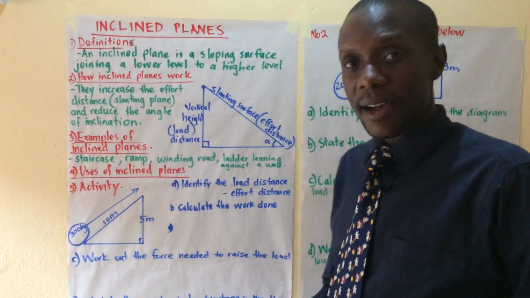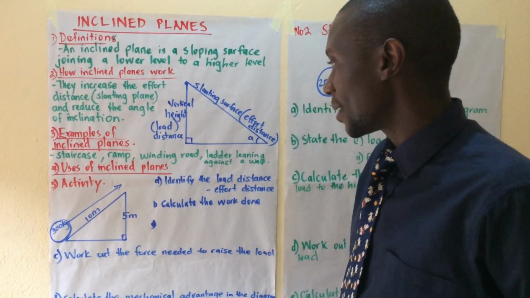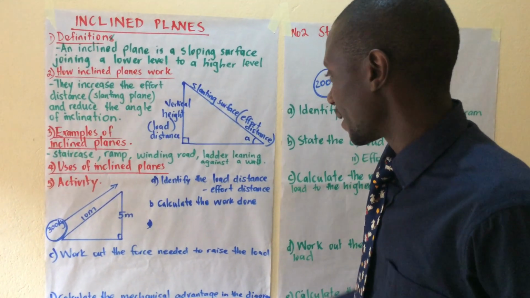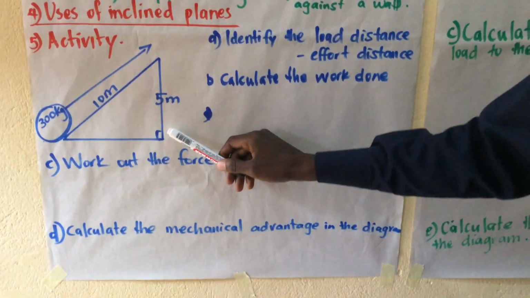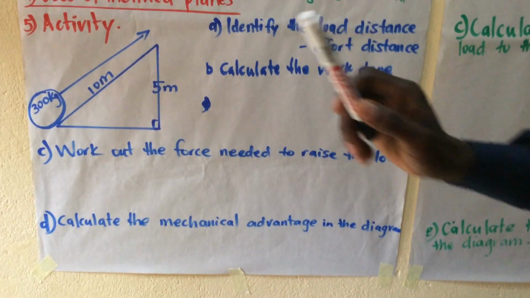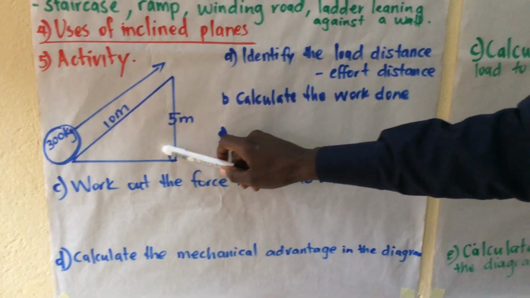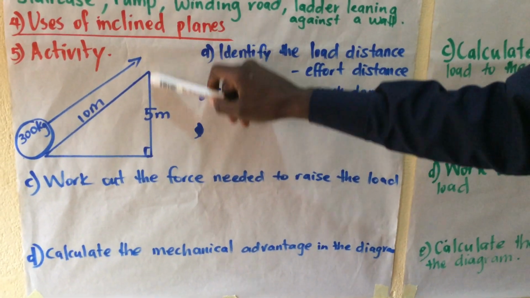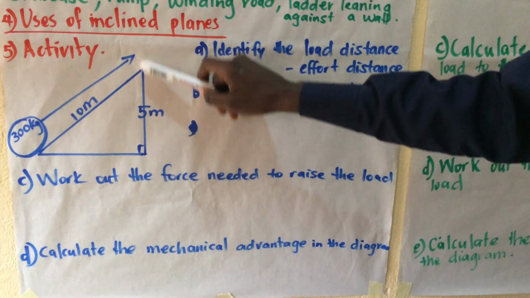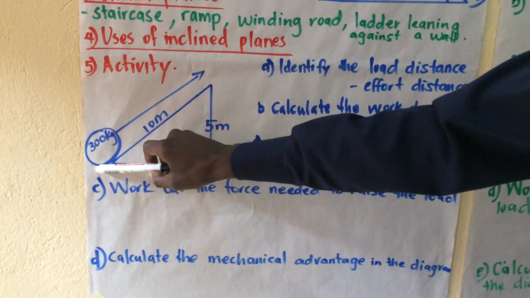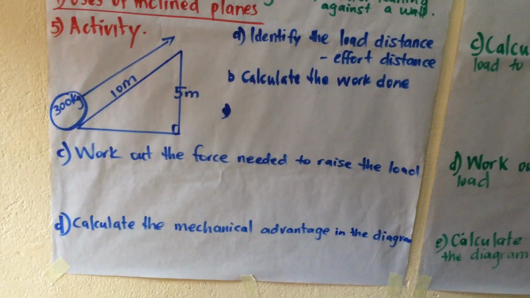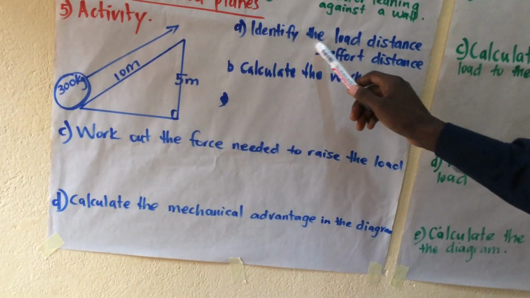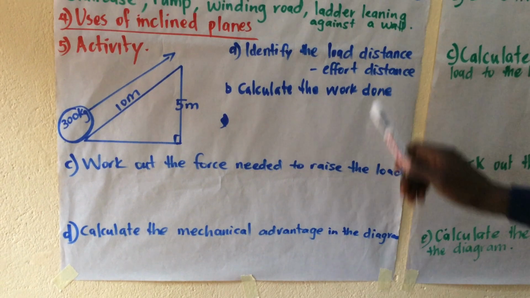Now we are going to have sample calculations, and that's the inclined plane. One side has a right angle. That is the side that has the vertical height, and the other side, which has the other angle, that side is the effort distance. So they are asking us to identify the load distance and the effort distance.